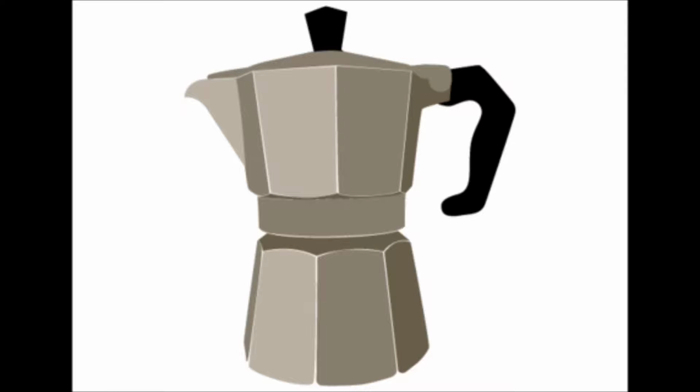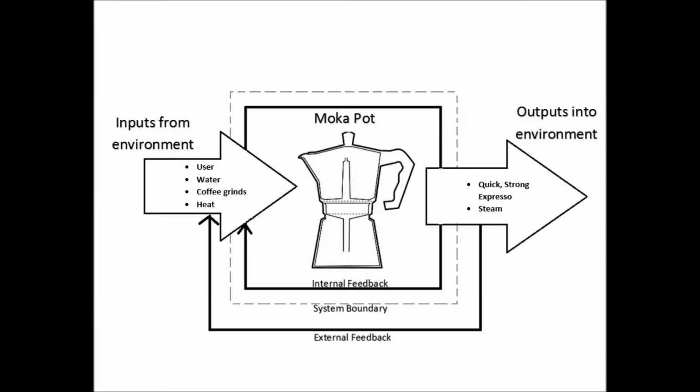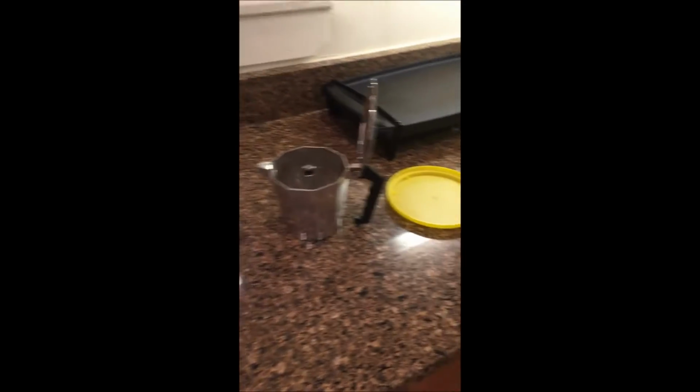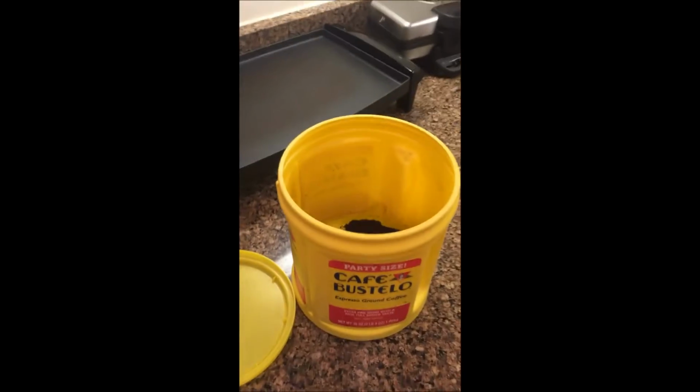It is an open system, given that it has inputs and outputs. The following is the system boundary diagram of the moka pot espresso making process. The inputs from the environment are the user, who then puts in water and the coffee, and then places the pot on the heat. The system boundaries are any of the surroundings. So for example, it could be a kitchen, or let's say you're making it in your room, so it could be your room.